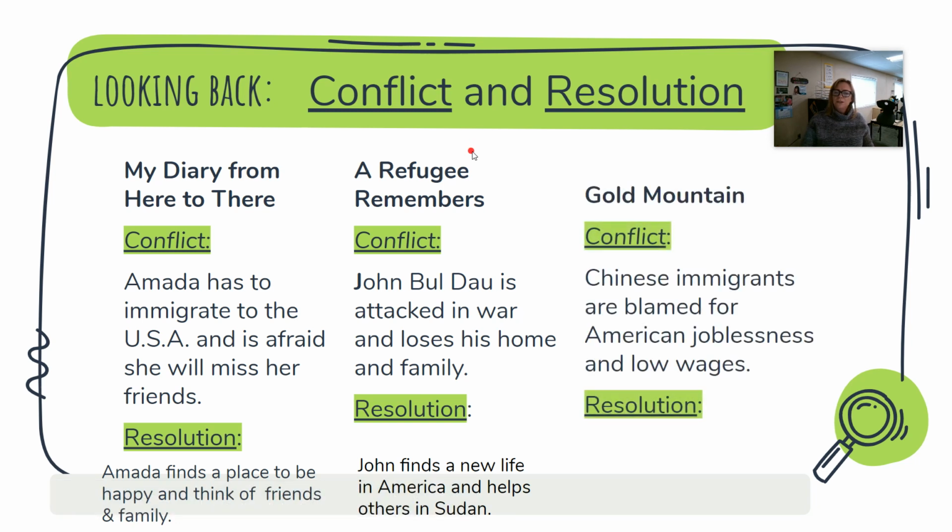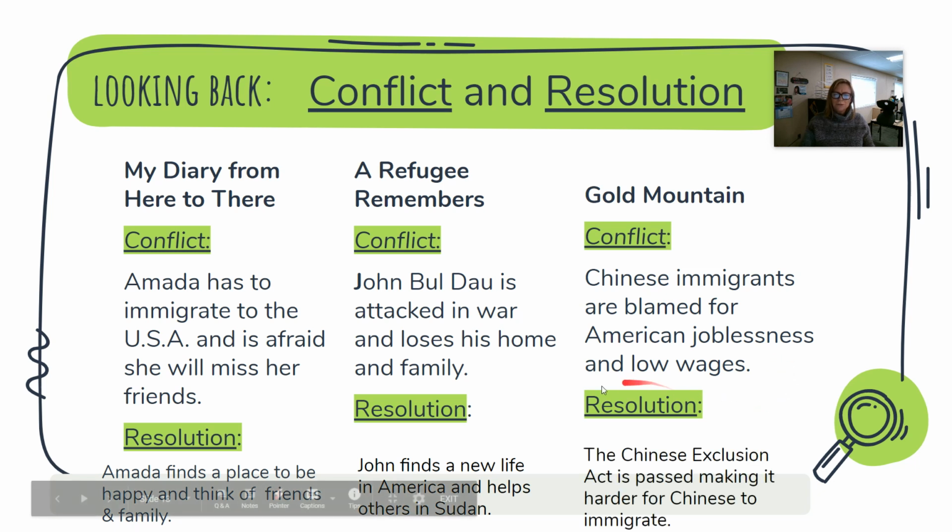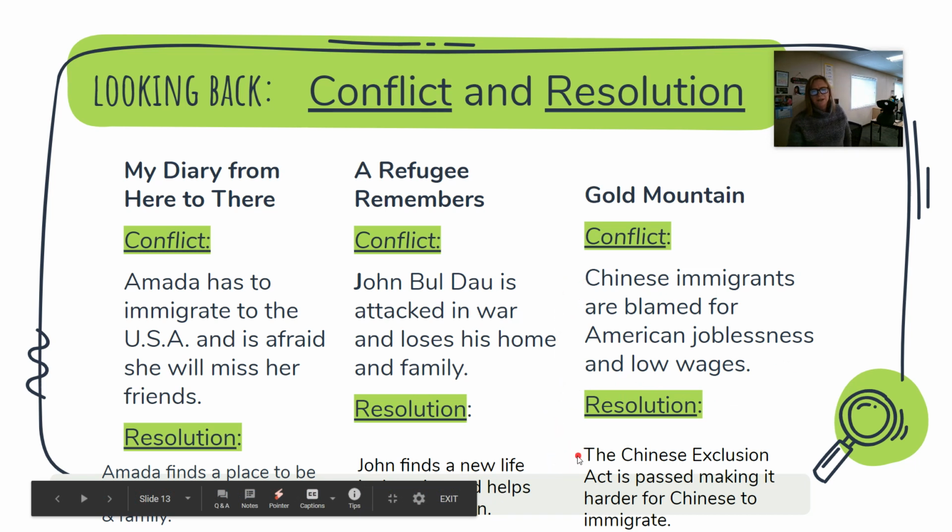We also read The Journey to Gold Mountain. The Chinese immigrants were blamed for American joblessness and low wages, and the resolution was not a resolution that was really helpful for the Chinese immigrants. The result of this conflict was that the Chinese Exclusion Act was passed, making it harder for Chinese people to immigrate to the U.S.